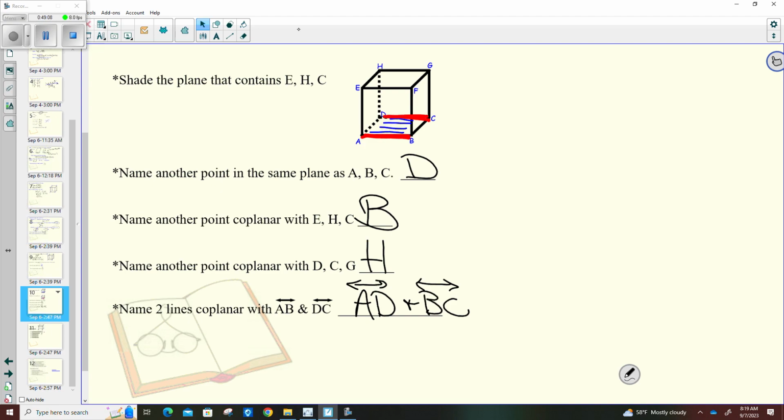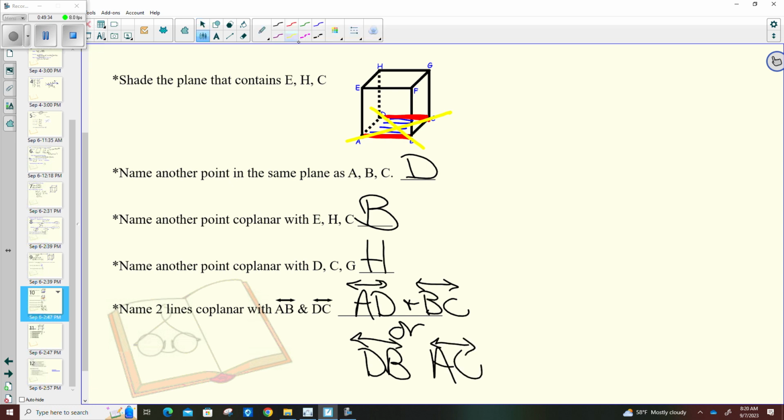How many points to name or to get a line? 2. So a different pair of 2 letters you can connect in that plane. Yeah. DB. And if it was DB, somebody else give me another one. DB, and then I heard AC. So you could come up with lines that weren't actually drawn as long as they were still on the bottom of that cube.